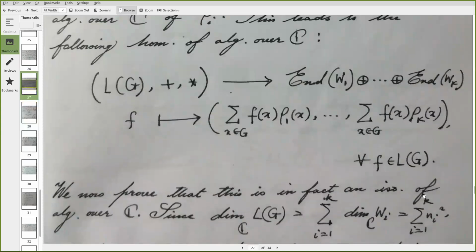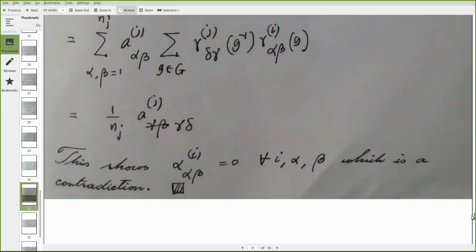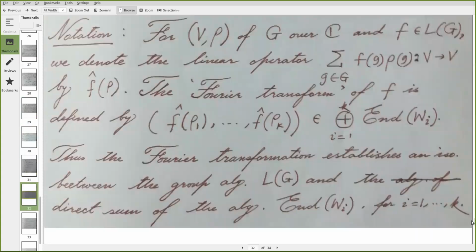This map is an isomorphism. Okay, now we are almost towards the end of today's lecture. We shall fix a notation and make a definition. For any representation rho of G and for any function f, this is a linear operator from V to V, and we shall denote it by f hat of rho.